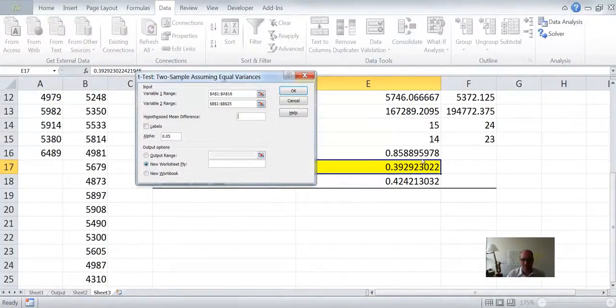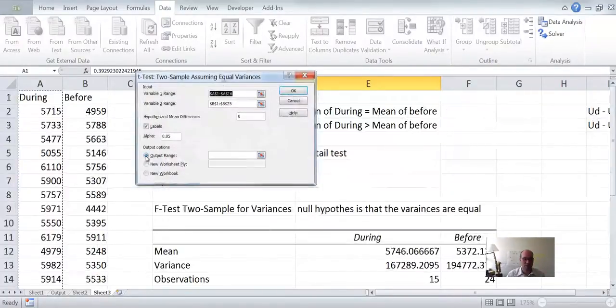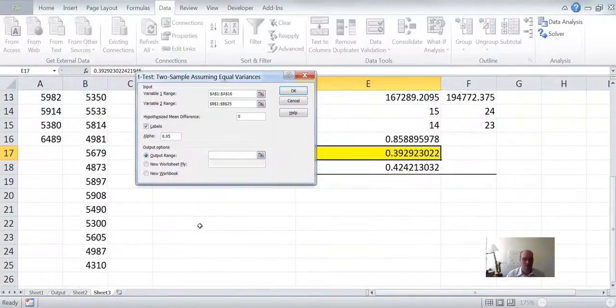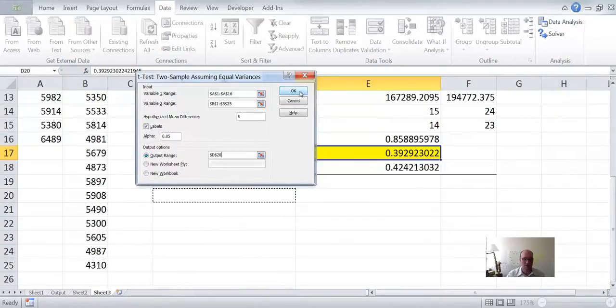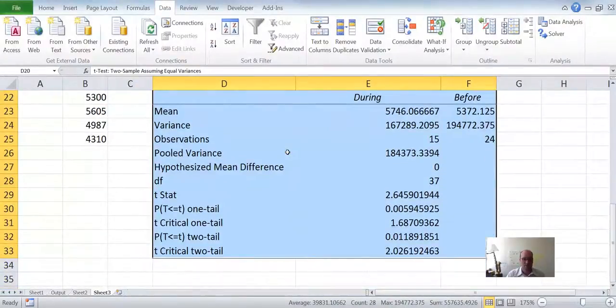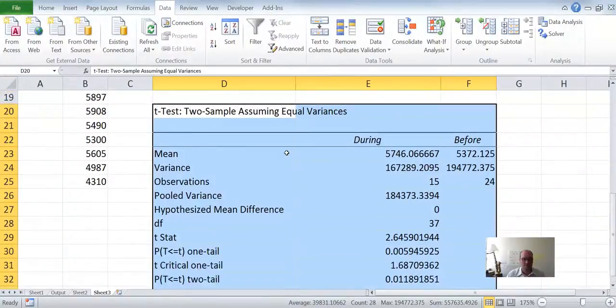Hypothesized mean difference. Well, that just comes from our null hypothesis. It won't let me go see, but it's 0, right? Remember we decided that the difference between these two should be 0. There should be no difference. The null hypothesis says that there should be no difference between these two. Okay. There are labels, alpha 0.05. I'm going to click on this output range, click in here, and say I want it right here. And that's it. Right? Nothing else. Done. Okay. Scroll down here.